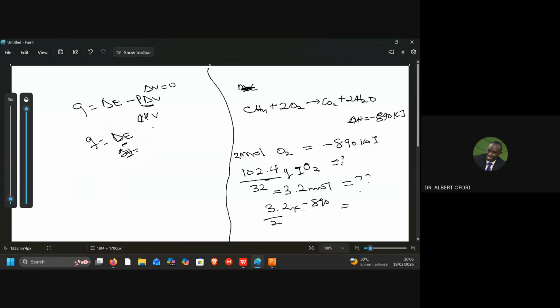I thought somebody is doing that for 3.2 divided by 2 times 890 minus 890. That should give you minus 1780. Minus 1780. What's 1780? Minus 142.4.